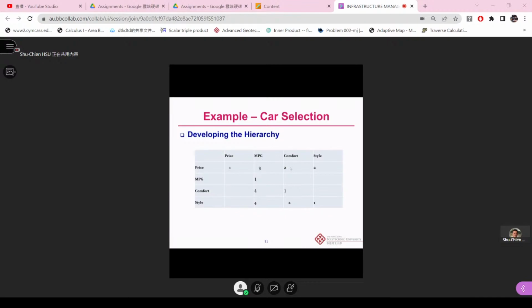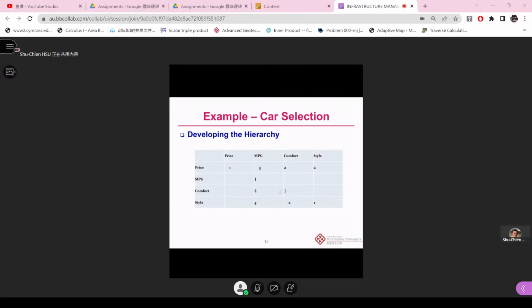So I put 3, and comfort is 2, style is 2, because this is based on the price in the left hand side in the first column. All right, so that we can get it when comfort versus MPG, comfort is 4 versus 1 to the MPG, and the style is 4 versus 1 to the MPG, and the style is 2 versus 1 to the comfort. Okay, so this is how I get it for the first hierarchy.